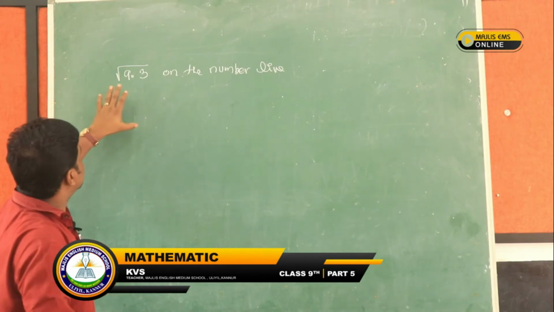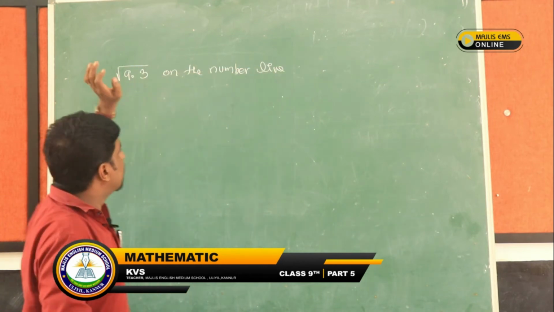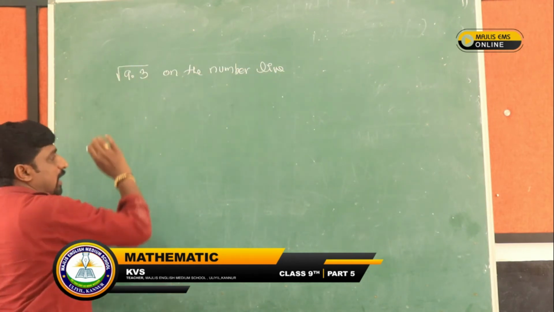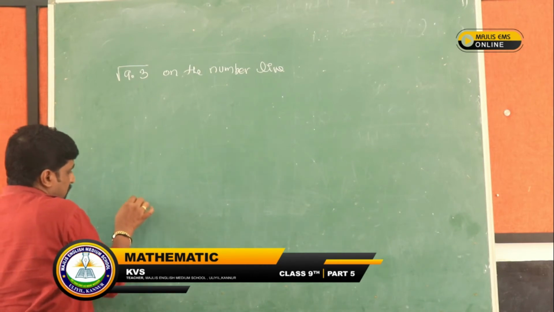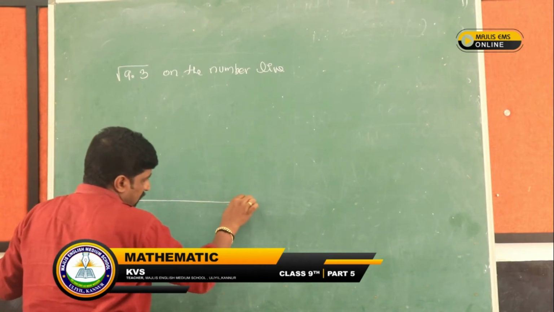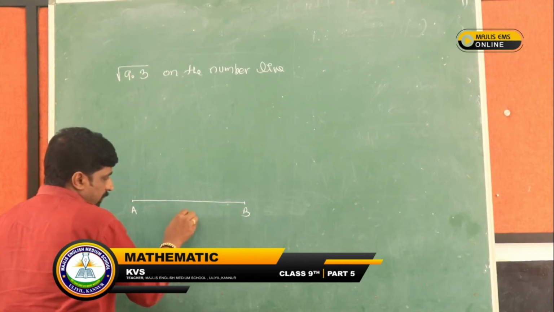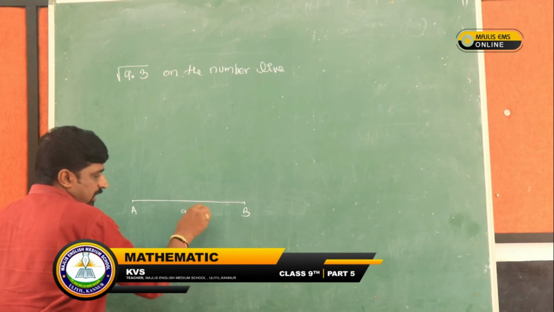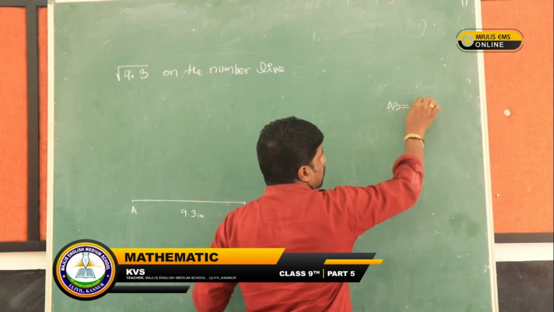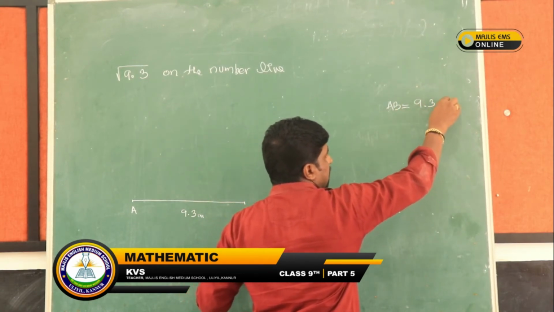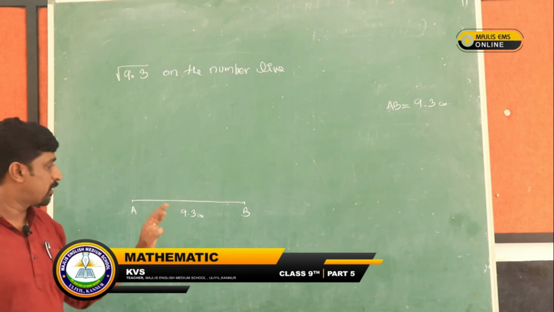Now we can discuss root of 9.3 on the number line. For that we can do like this. First we can draw a line segment of length 9.3 centimeter. First I can draw a line segment like this, that is AB. AB you can take as 9.3 centimeter. We can draw like that, AB equal to 9.3 centimeter.